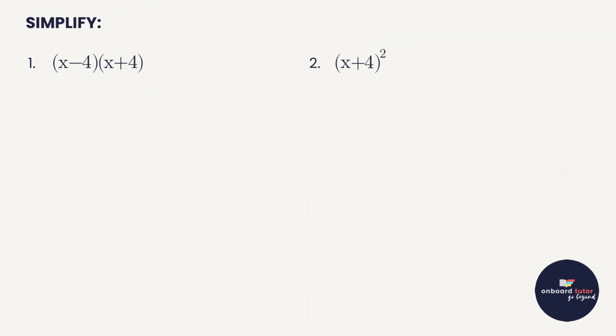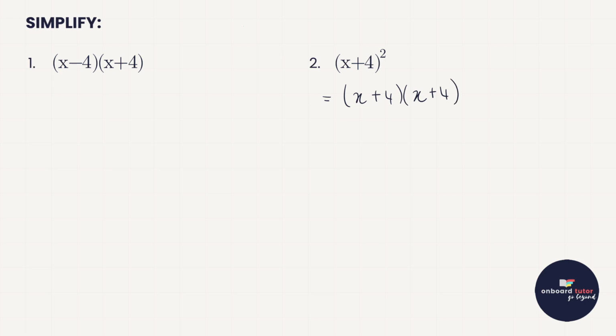Let's have a look at some more examples of simplifying. Over here, these two questions, question 1 and question 2, may look quite similar, because if we were to just expand question 2 here, we would end up with x plus 4 multiplied by a bracket that looks exactly like that, x plus 4.